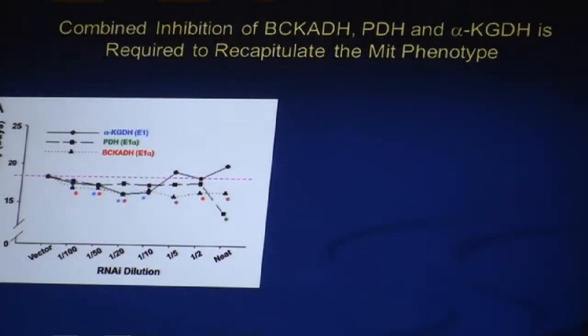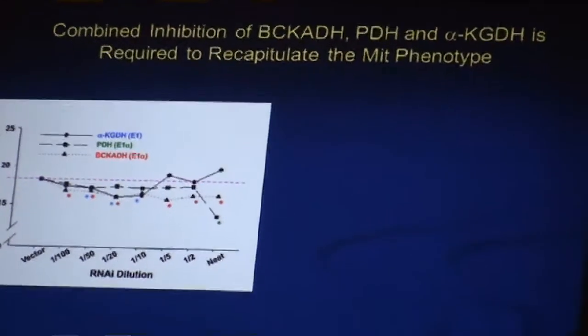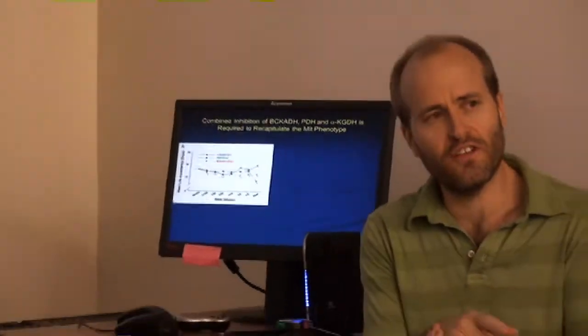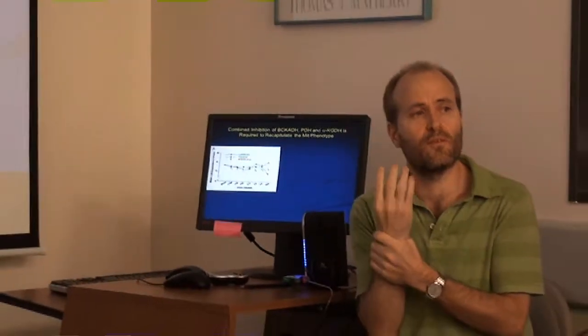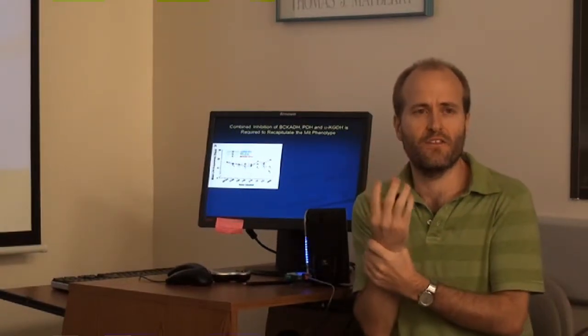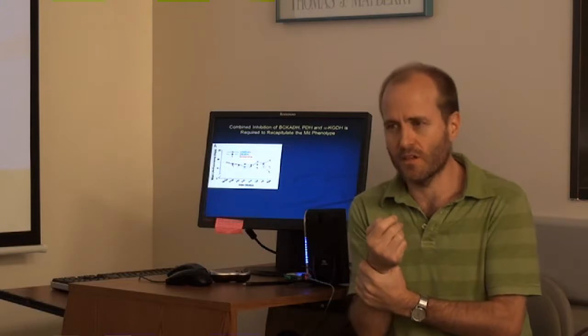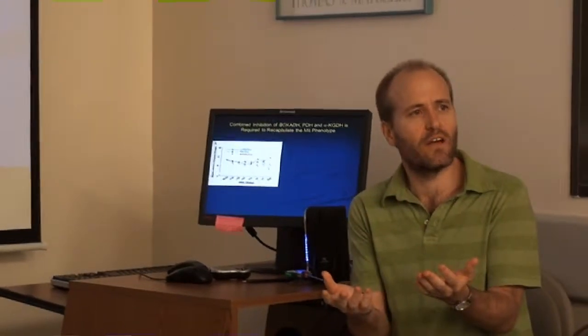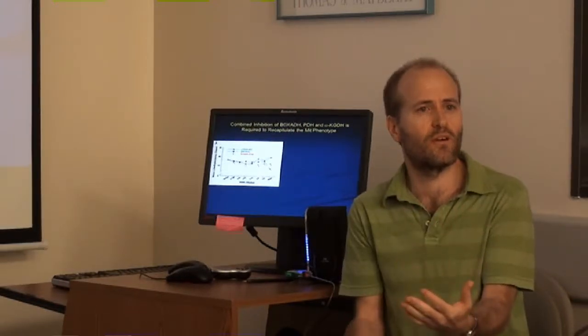So if it's not DLD, and if we think it's NADH building up, then perhaps what's really going on is we've got to knock down all three of those branched-chain ketoacids altogether. What I didn't tell you is DLD is a subunit of a fourth enzyme, the glycine cleavage system. So here we are coming in with DLD RNAi, and we're knocking out a fourth enzyme we shouldn't be knocking out.